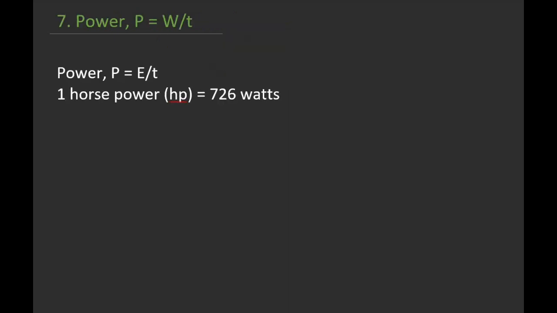So the next formula, here we have power. In physics, power is the amount of energy transferred or converted per unit time. That is why you can see the formula here, power equal to work divided by time elapsed. Or we can also use this formula, power is energy divided by time. Remember, time is in seconds. And don't forget, 1 horsepower is 746 watts. So questions on power, you are good to go.